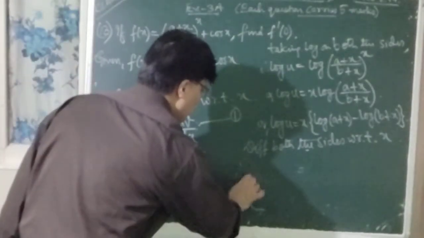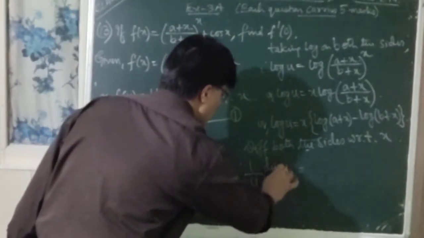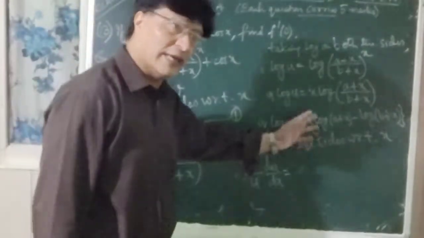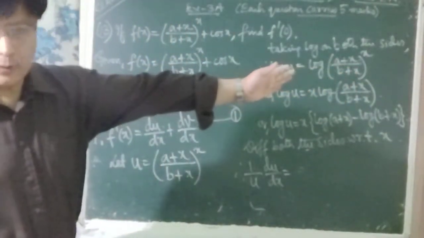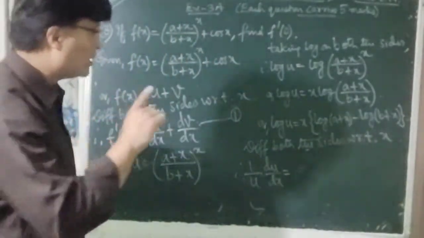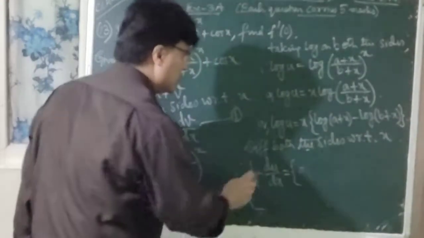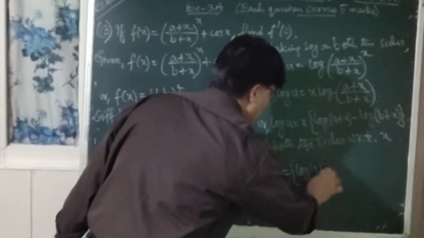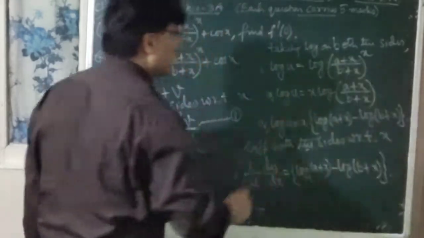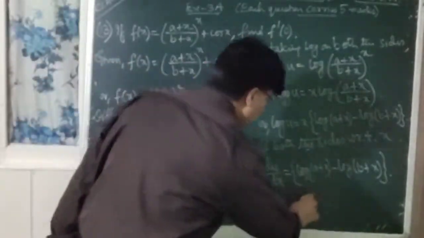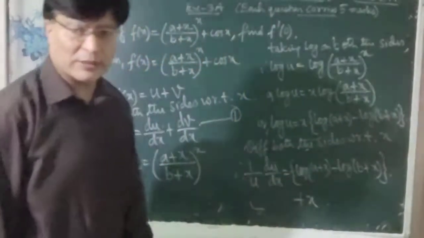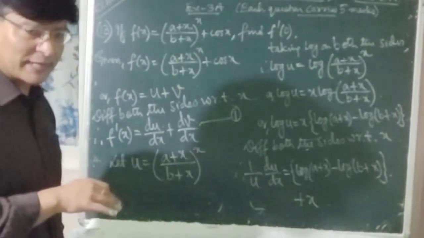So what is the differentiation of log u with respect to x? It is 1 upon u into du by dx, which is equal to, which rule is used now? Again the UV rule. x is u and within second bracket it is v. So what is the differentiation of x with respect to x? That is 1. You don't have to write 1. So keep the v as it is, that is log of (a plus x) minus log of (b plus x). The second bracket is closed. Then plus x is kept as it is.